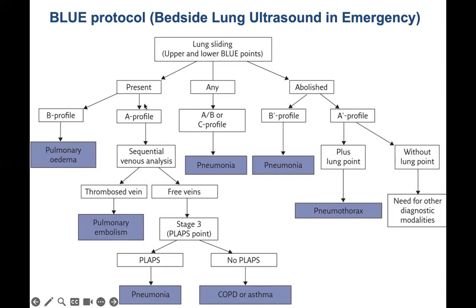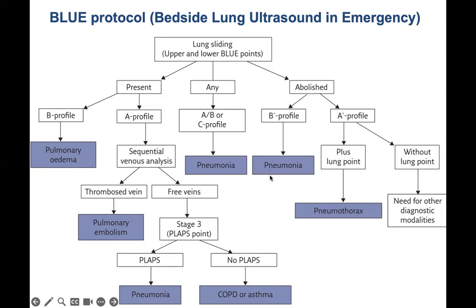If you see lung sliding in an A profile, we might go down our other routes: pulmonary embolism as a reason for their shortness of breath, or maybe there's a pneumonia in the posterior area. They could have COPD or asthma. Anyone can have pneumonia, of course. And if there's no lung sliding but there's a B profile, that fits with pneumonia. So it's also another way to distinguish pneumonia from pulmonary edema.